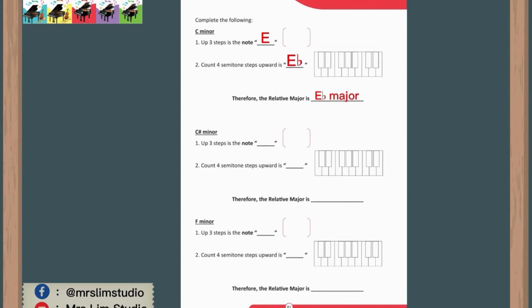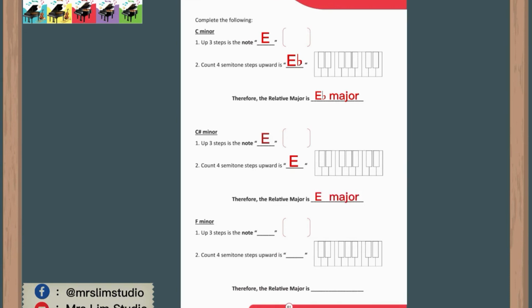What if the question starts with C sharp minor? The steps are the same. Count up 3 steps: C, D, E. We know the note is E. Then we count up 4 semitone steps. Using the keyboard here, we start from C sharp and count 1, 2, 3, 4. The answer lands on E, and so the relative major key is E major.